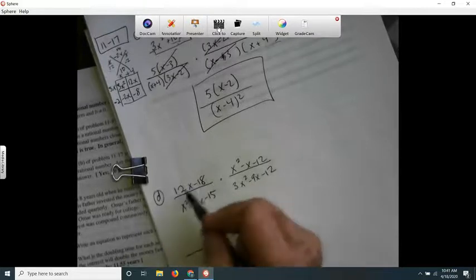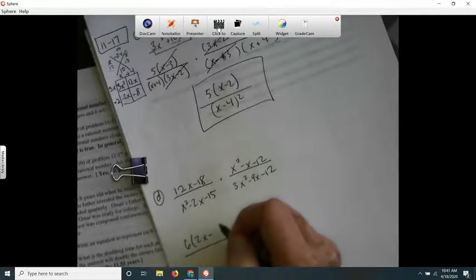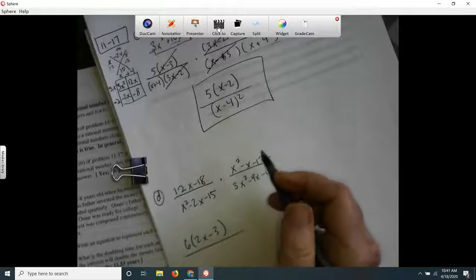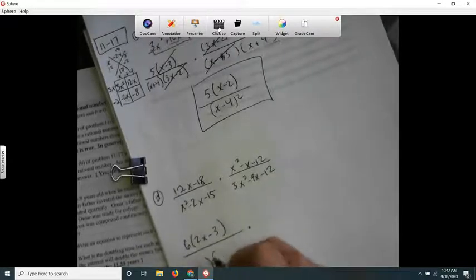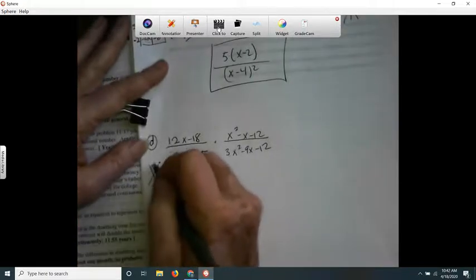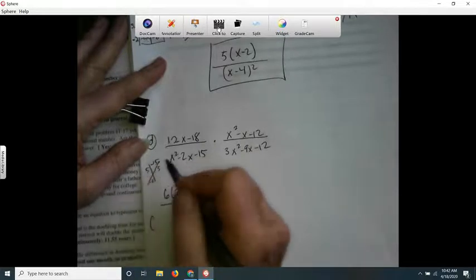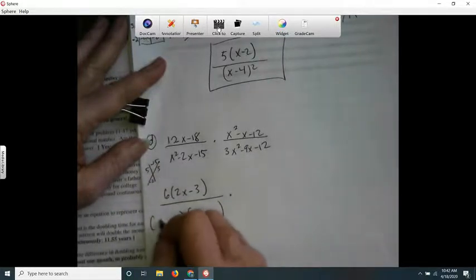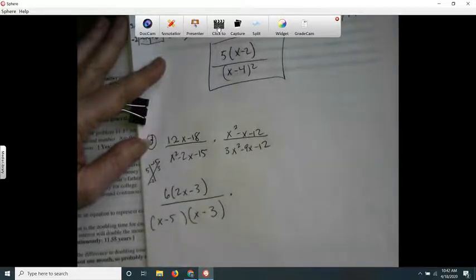So this one, the greatest common factor looks like 6. 6 times 3. And then this thing, let's see if I can do this without messing it up. I need to multiply to make -15, and I need to add to make -2, so 5 times 3, so it's going to be x minus 5, x minus 3, I think.